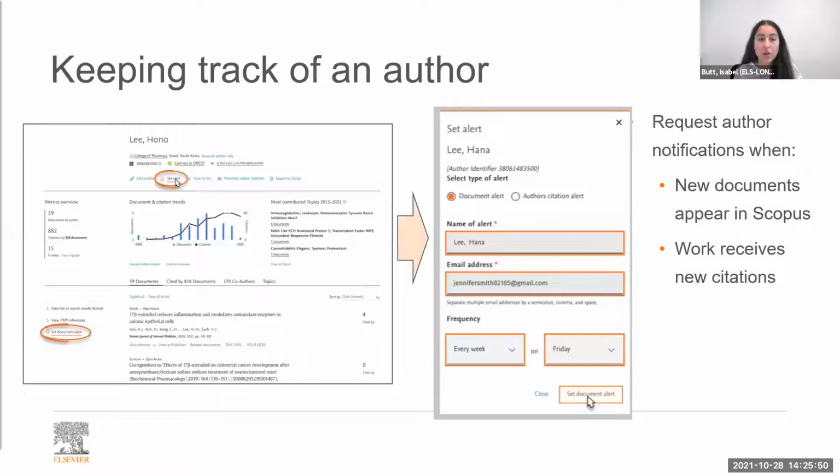So logged in users can set alerts, and this can be done from the author profile page. So as shown over here, you can click set alert, or you can click set document alert. Then you can request author notifications when new documents by the author appear in Scopus, or if their work gets new citations. So it's really useful to keep track.